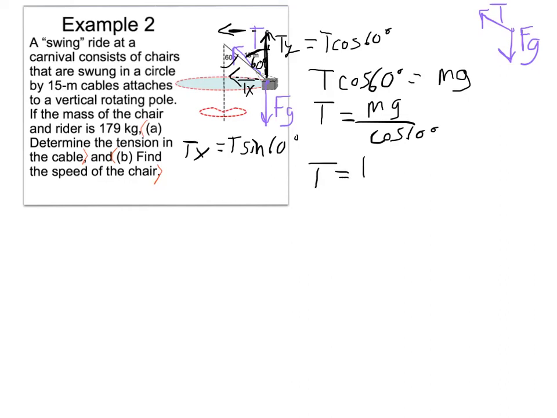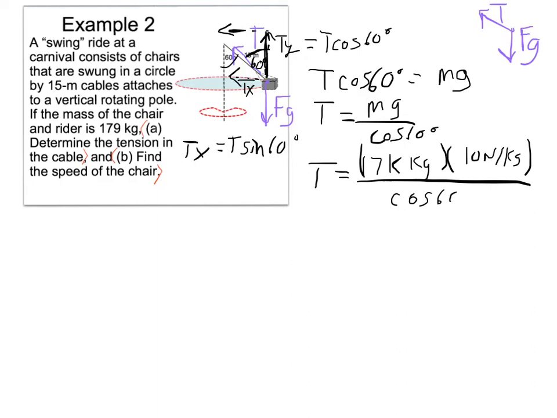T equals 179 kilograms times 10 newtons per kilogram divided by the cosine of 60 degrees. And if I do that out real fast, there I get the tension is about 3,580 newtons. And you better believe that that would make sense, because if you're swinging somebody on a rope in a chair, a human being, swinging them around, that's going to be a lot of force. So there's our tension. We've done part A, check.